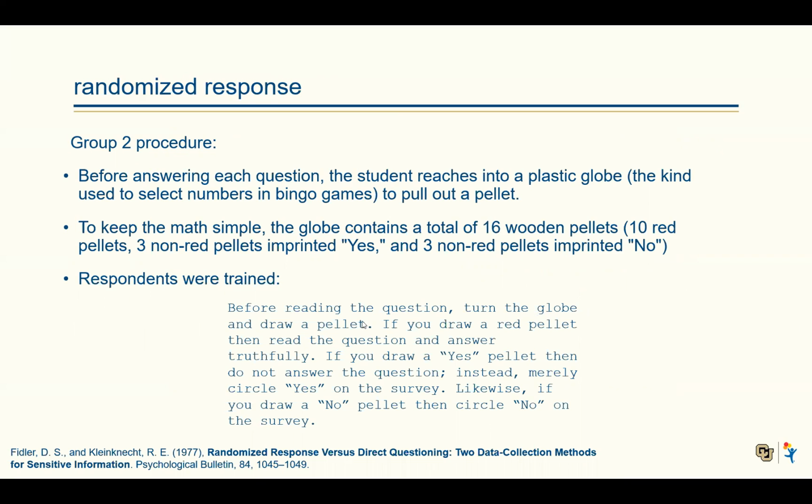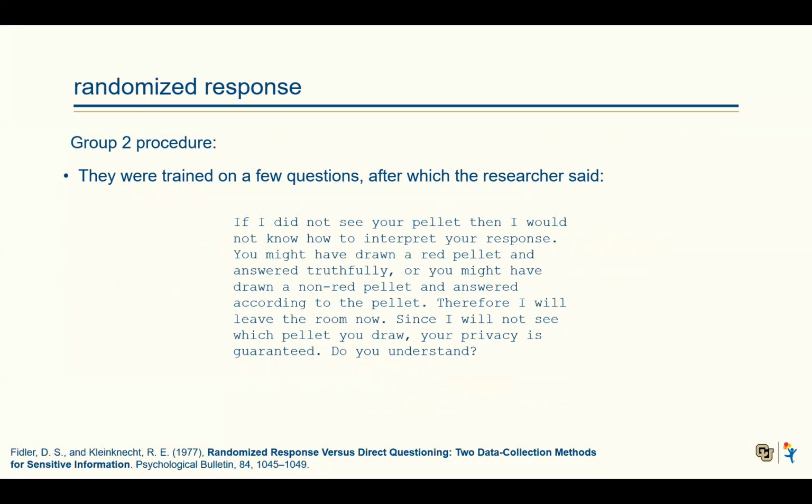Before the 100 students answered the question, they read something like this: before reading the question, turn the globe and draw a pellet. If you draw a red pellet, answer truthfully. If you get a yes pellet, say yes. If you get a no pellet, say no. To make sure they definitely got what was going on, the person helping them orient to this randomized response procedure had them go through a couple of different kinds of questions and practice doing this.